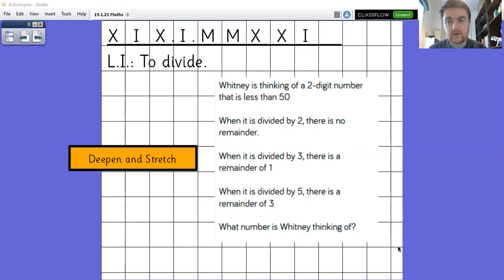So can you have a go at finding that elusive number? Pause the screen and have a go at that. You might need to use a little bit of trial and error with this. Okay, let's have a look and see.